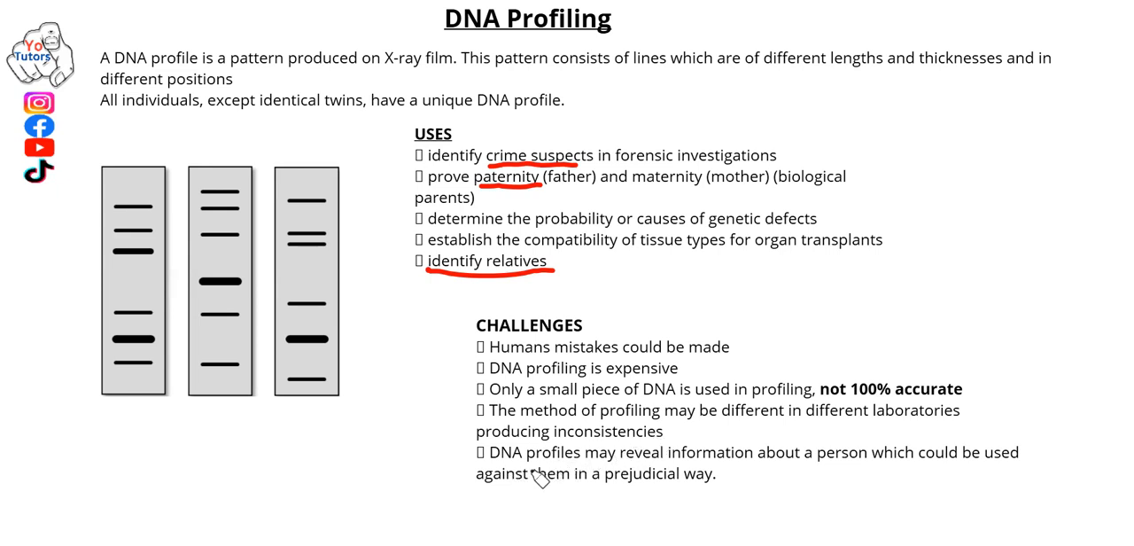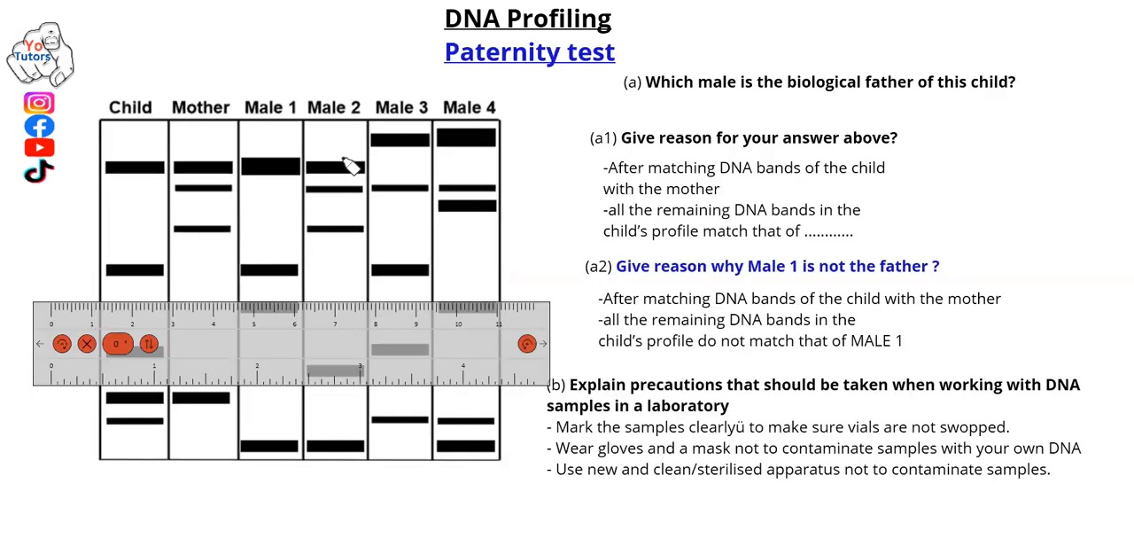Another thing is that a DNA profile may reveal information about a person which could be used against them in a prejudicial way. So in this case, let's say you show that you are HIV positive, or you have certain disabilities. Some insurance companies can deny to cover you because they see that your profile is bad. That's why we are saying it's not good to have the profile published.